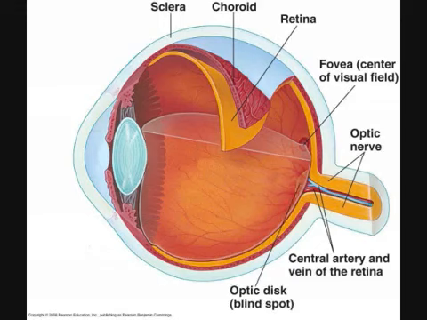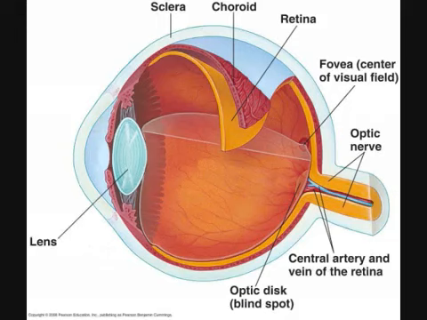Optic disc. The optic disc is the origin of the optic nerve, the point where all of the retinal ganglion cell axons exit the eye en route to the brain. Since the optic disc is devoid of photoreceptors, any light striking it cannot be detected. Hence, it is called the blind spot.